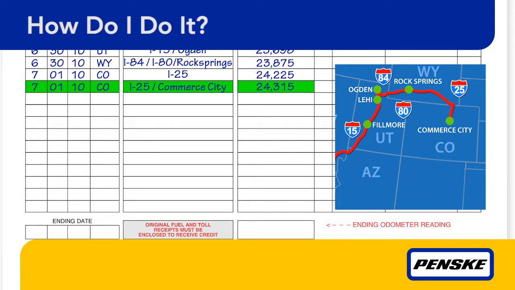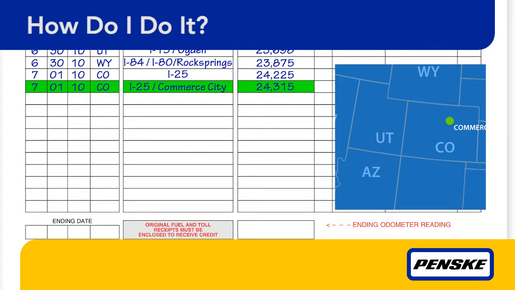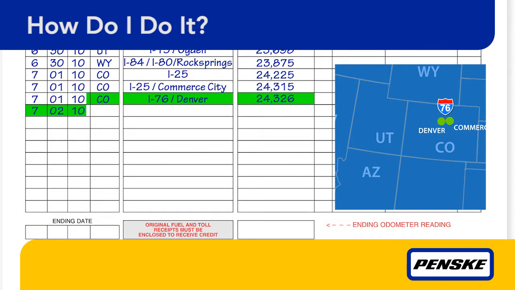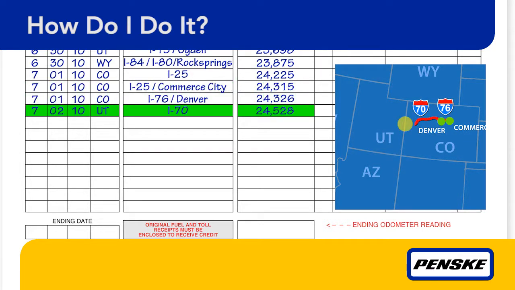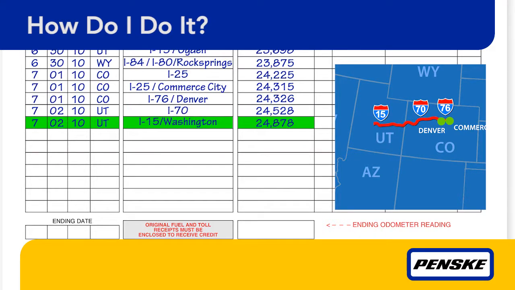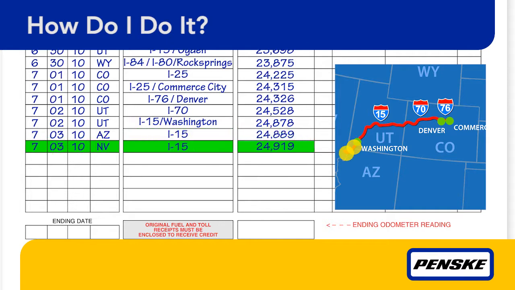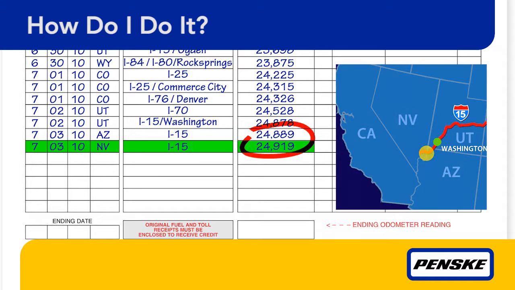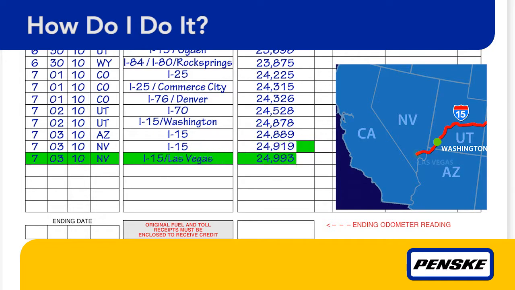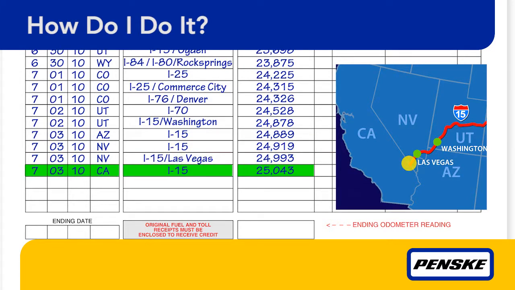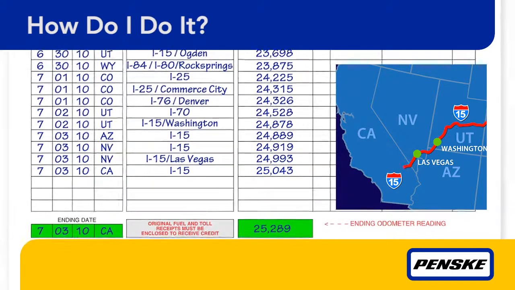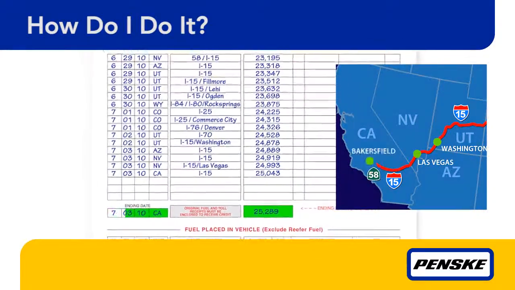On the return, your driver will continue to record the stops and routes of travel: I-76 from Commerce City to Denver, and then I-70 to the Utah state line, where the odometer reading is recorded. The vehicle turns onto I-15 and makes a stop in Washington City. From there, your driver takes I-15 to Arizona and on into Nevada, recording the odometer reading at each state line crossing. Continuing on I-15 to Las Vegas, and then on into California, where the driver records the last state line crossing. From there, I-15 is followed to State Road 58 and on into Bakersfield.